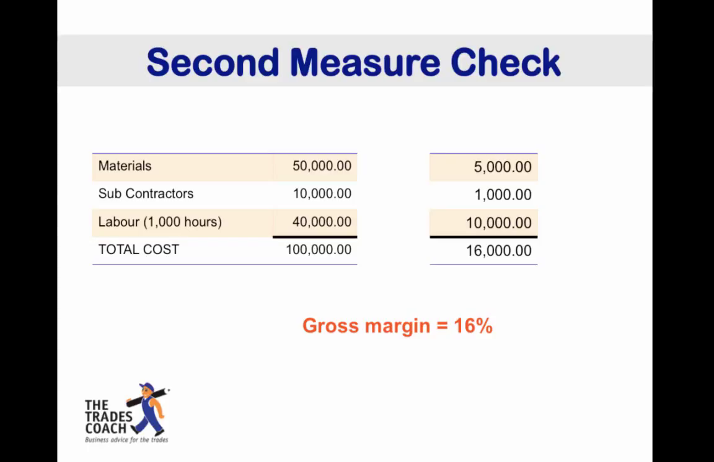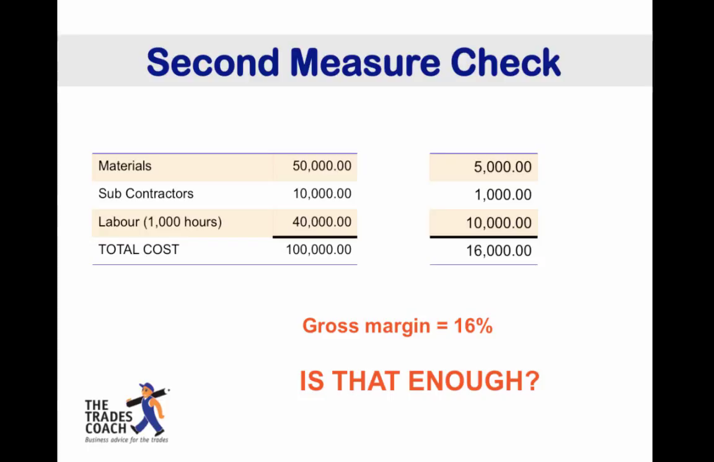To do that, you take the margin figure, $16,000, divide it by the selling price. That's the selling price to the client. And in this instance, 16,000 divided by 100,000 is 0.16, or in other words, 16%. And the $64,000 question is, is 16% enough of a margin?